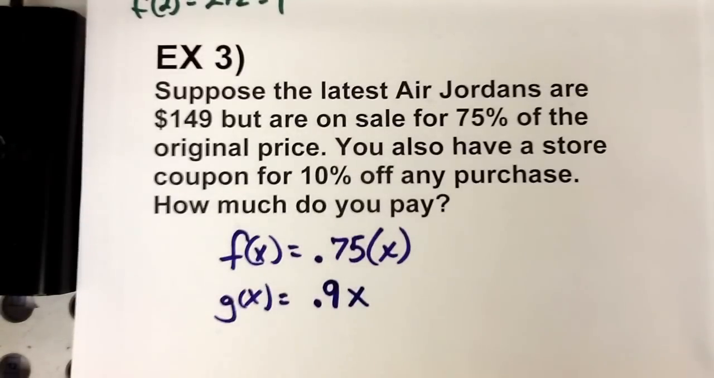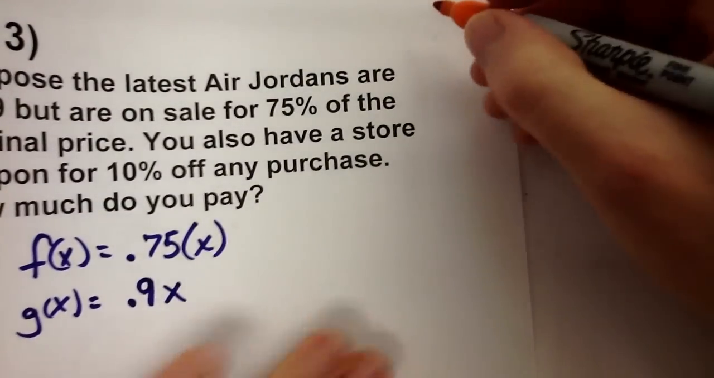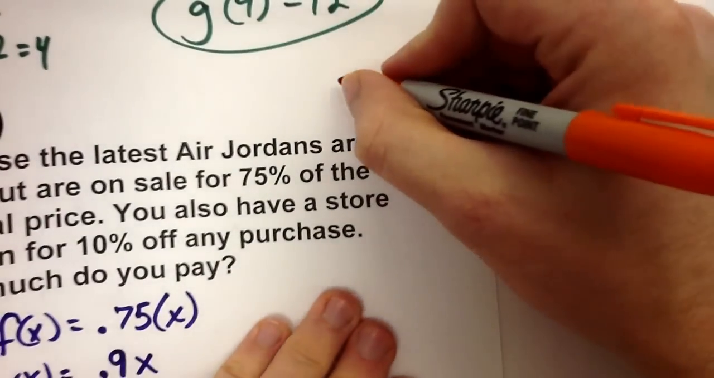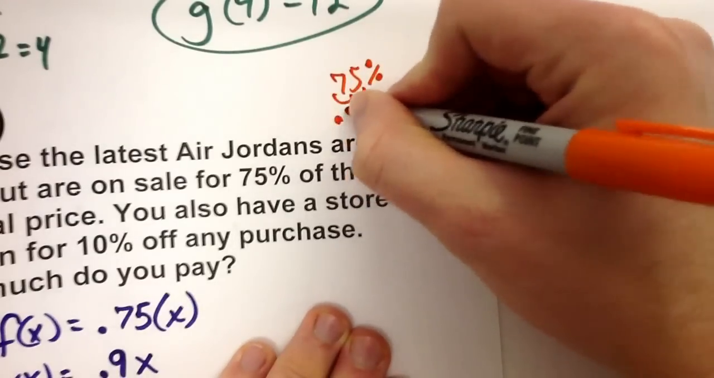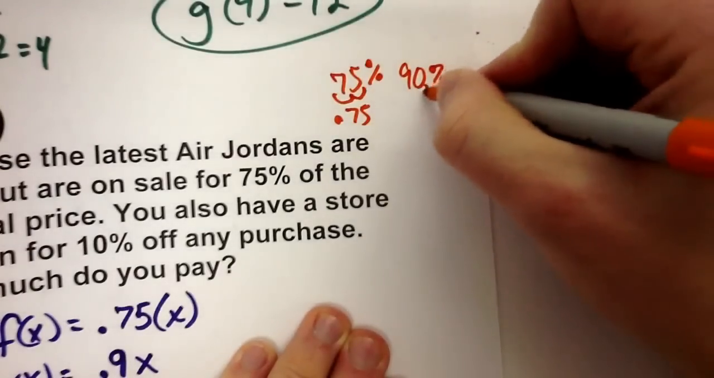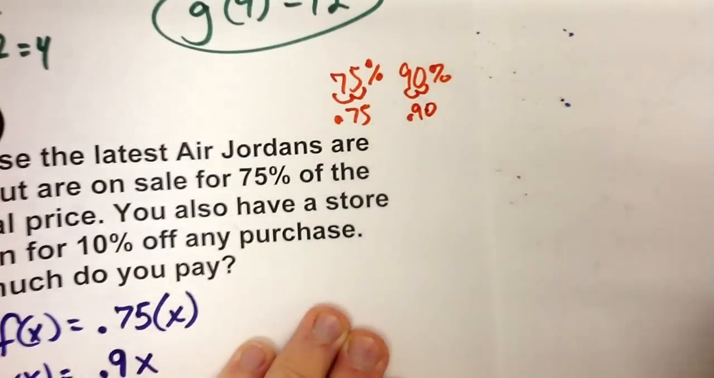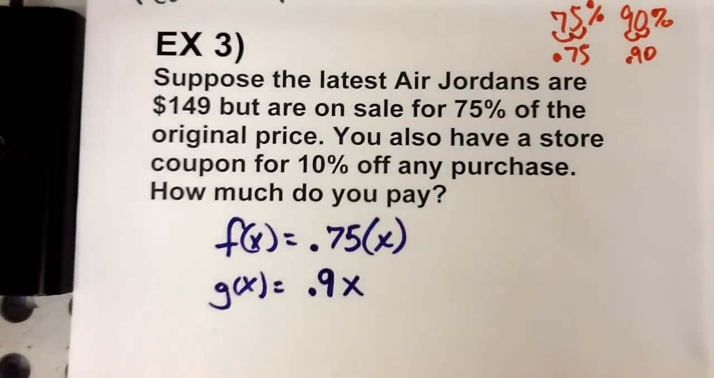I guess just in case you need to see this much detail, off to the side here, remember that when you convert a percentage to a decimal, if I have 75%, I slide the decimal back 2 places. That's how I got 0.75. Or if I have 90%, I slide the decimal back. That's where I got 0.9 or 0.90. Okay, so that's just some preliminary stuff.